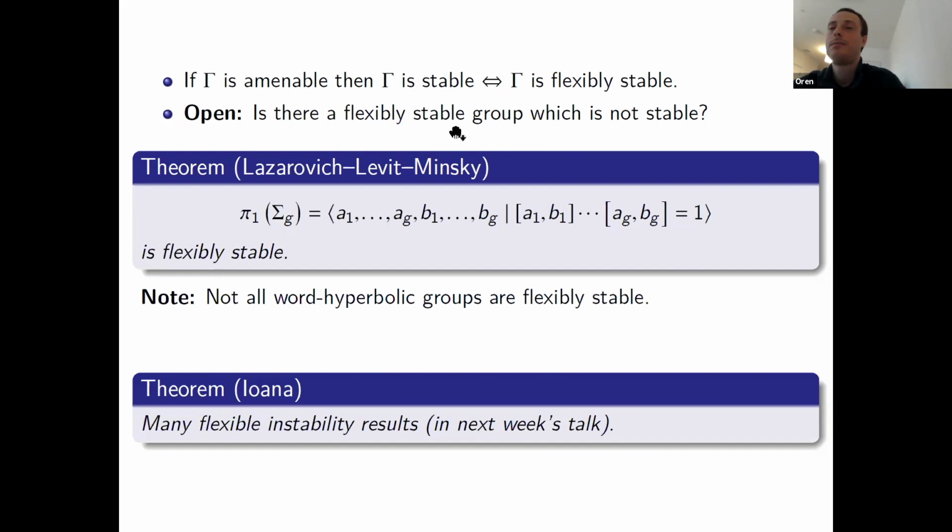Some more examples are this group. It's the fundamental group of a closed orientable surface. So this is just this one relator group. It is known to be flexibly stable by a deep result of Lazarovich, Levitz, and Minsky. In the property testing world, it just means that this single equation, product of commutators, can be tested by just substituting in elements of the permutations by the sample and substitute algorithm that Jonathan mentioned.